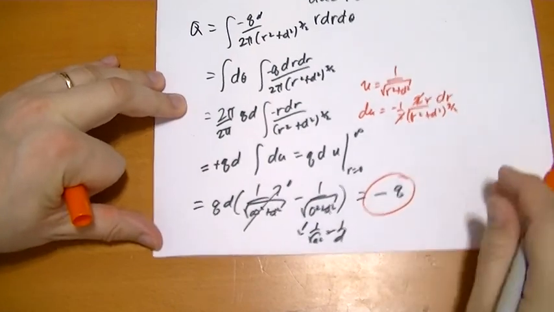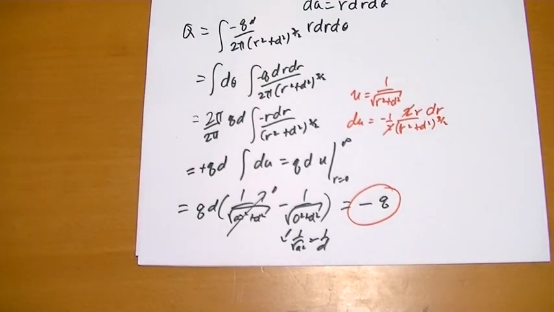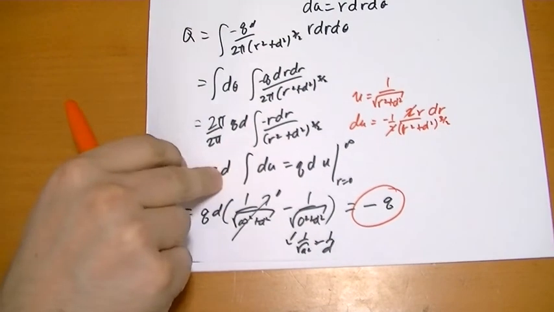Yet another surprising result. So now that you see the result that the charge on the surface is negative the charge above the surface, it kind of sounds like, oh, of course it has to be that way. And that's pretty much all there is to that. So that was kind of fun.